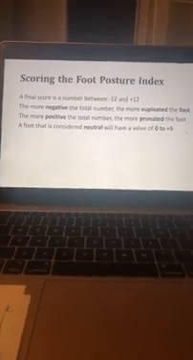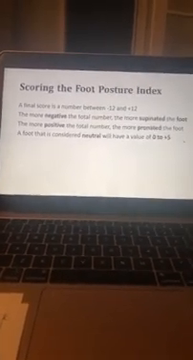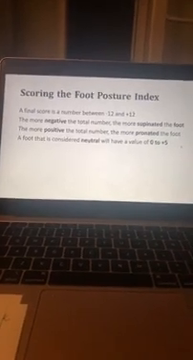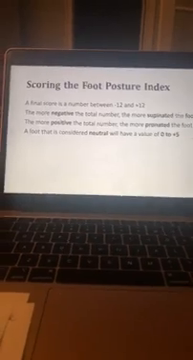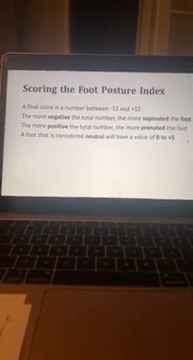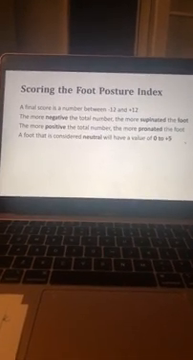So this score, just so you understand a little bit of the scoring, you have a score and you'll see the sheet. If you have negative numbers based off of the positioning of the forefoot and the rear foot, negative is going to mean supinated. So a -12 would be a super supinated foot. And then a positive number would actually be a pronated foot. So a +12 would be a very pronated foot.